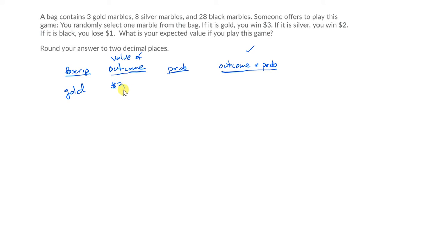Are we paying anything to play the game? Okay, so you randomly select a marble from the bag. If it's gold, you win 3. If it's silver, you win 2. If it's a black, you lose 1. So it looks like you don't have to pay anything. It's just that you could lose some money if you get a certain outcome. All right, so we don't have to subtract off a pay amount that we have to pay. So our outcome is strictly, if you get a gold marble, hey, $3.